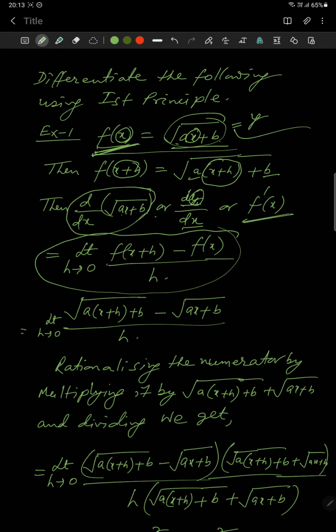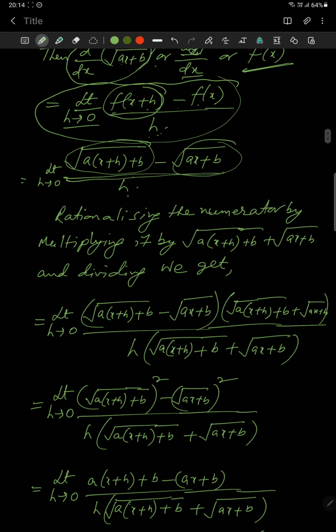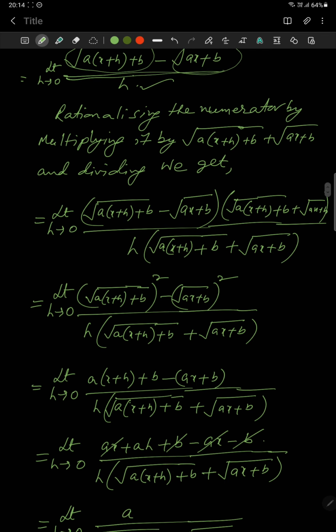So the very basic principle for differentiation by using the first principle is this one. I hope you can understand that it is nothing but limit h tending to 0, f(x plus h) minus f(x), all divided by h. So in place of this f(x plus h), we have written root under the bracket x plus h plus b, and f(x) is the original function which was given, and the whole divided by h. That I think you can understand easily.